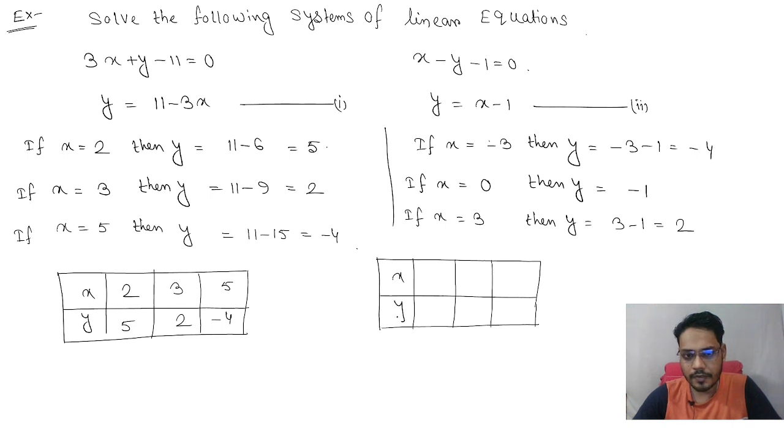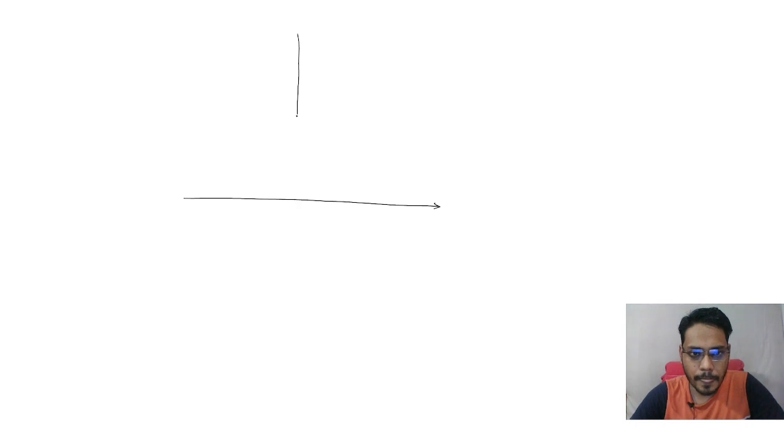X, y. If x is minus 3, y is minus 4. If x is 0, y is minus 1. If x is 3, it's 2. So you can see that 3 comma 2 is the common point for both of these. So if you draw this, that is the x-axis, and it will be the y-axis.